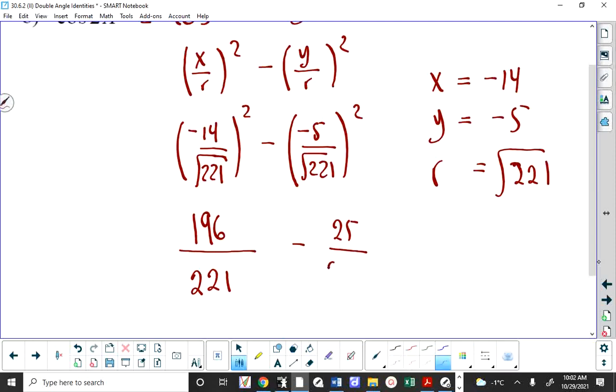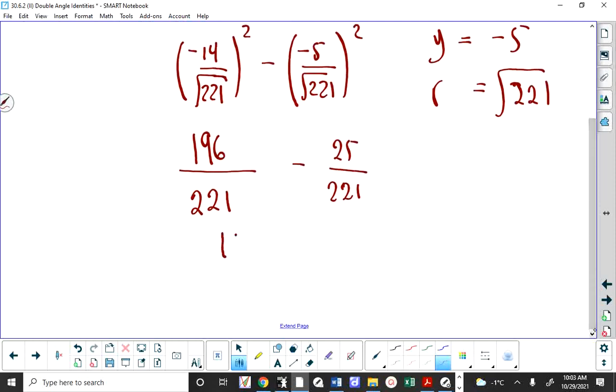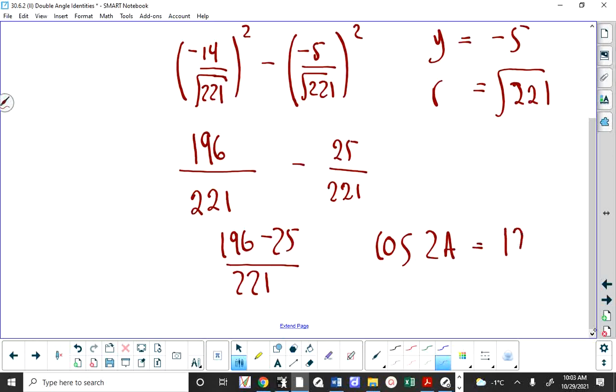We're fortunate enough to get a common denominator. So you end up with 196 minus 25 all over 221, which means cosine of 2A is equal to, how's my subtraction? 171 over 221.